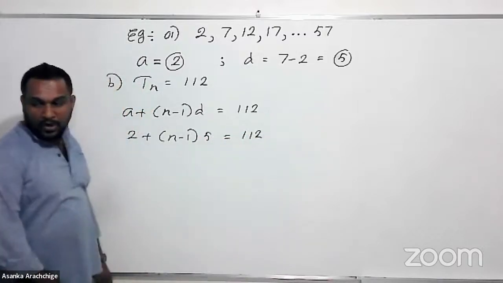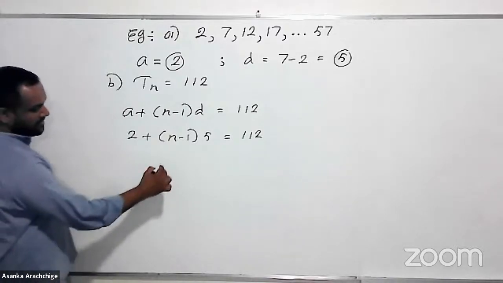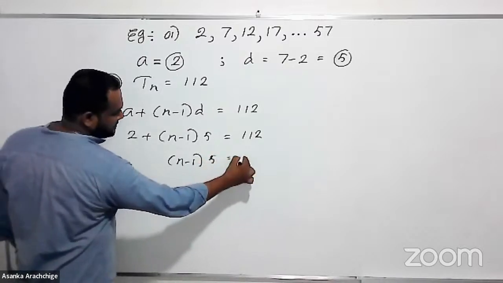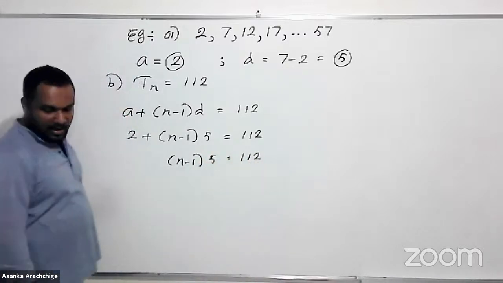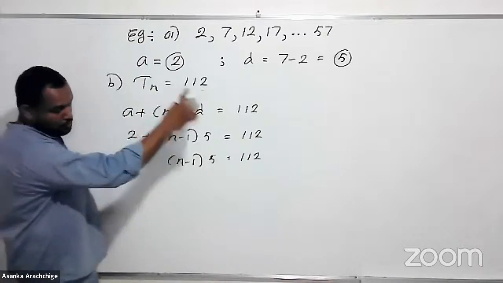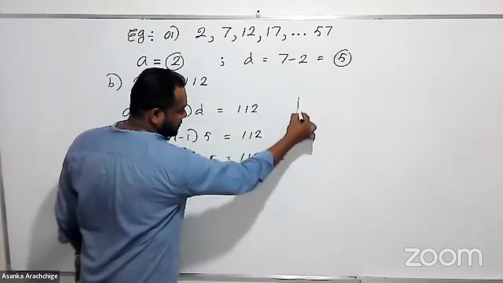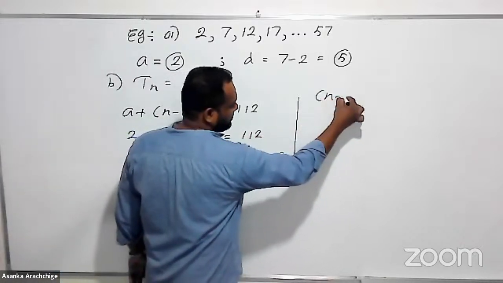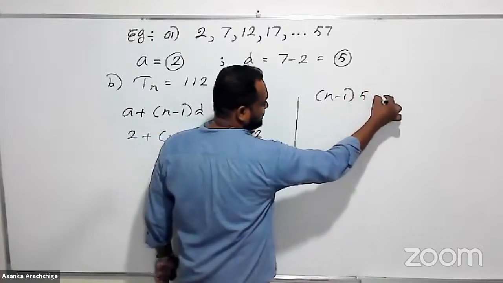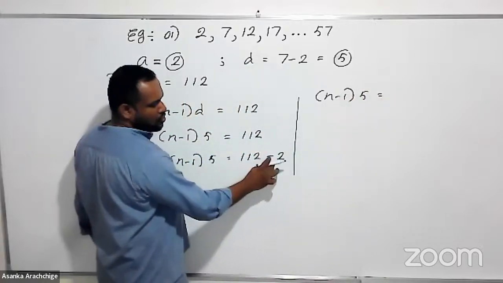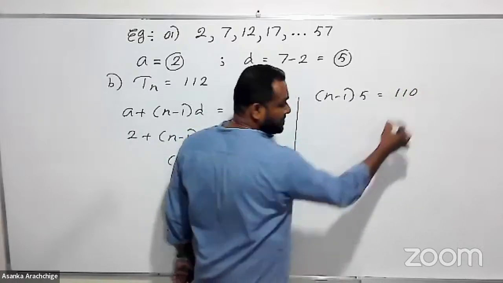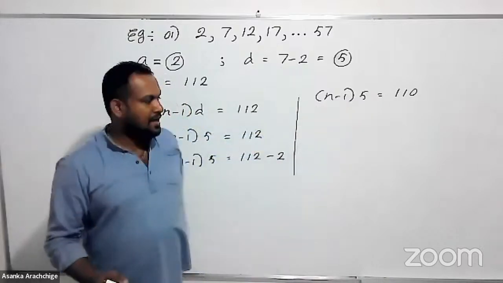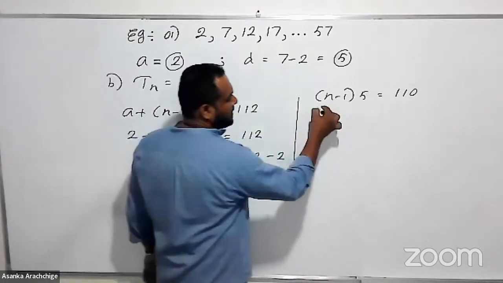That must be 112. Then n minus 1 times the common difference is equal to 112. Take this plus 2 to the other side as minus 2. Then n minus 1 times 5 becomes 112 minus 2, which would be 110. Then to eliminate this 5, you can divide the equation by 5.